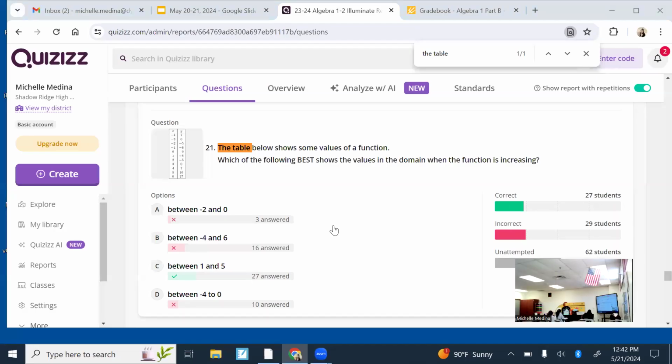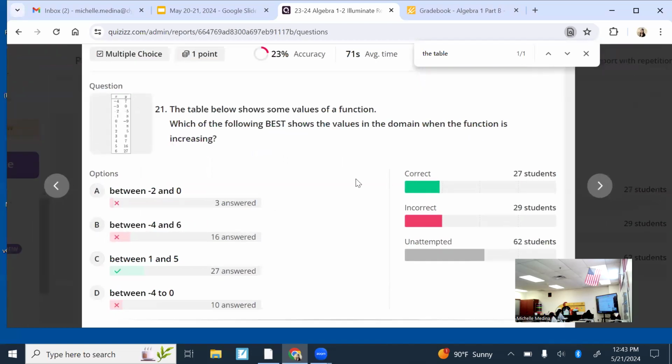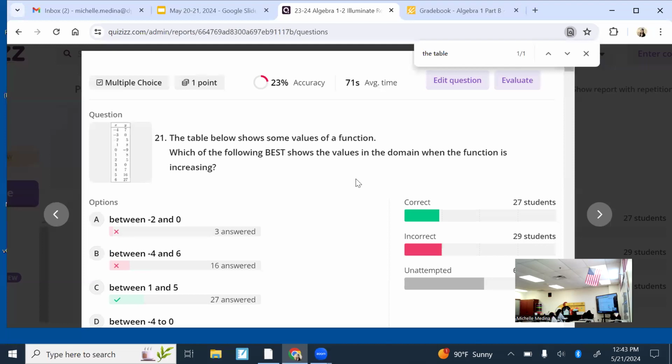Okay, so number 21 from the quiz is, the table below shows some values of a function. Which of the following best shows the values in the domain when the function is increasing? So domain refers to all the what in a function. Domain refers to all the what in a function, all the x's.